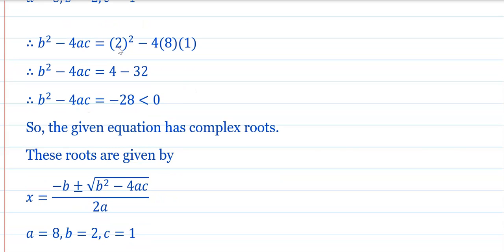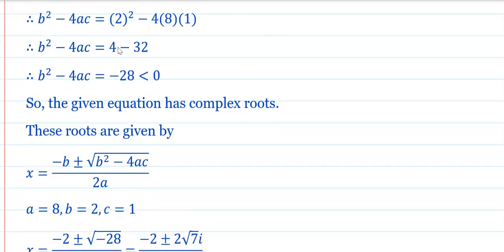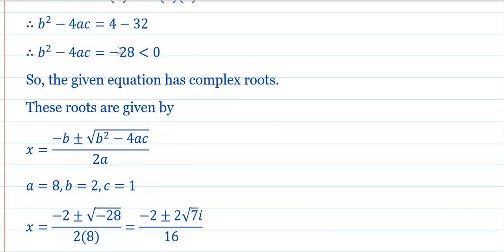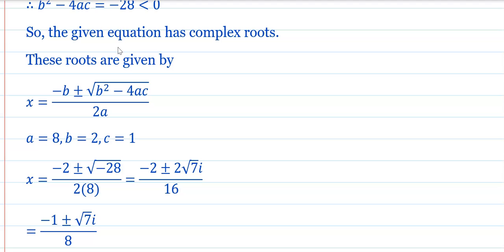These roots are given by x is equal to minus b plus or minus root of b square minus 4ac upon 2a. Okay, and now we'll substitute the values again. That is minus b means minus 2, plus or minus root of minus 28 upon 2a. Now again it can be written as like this.